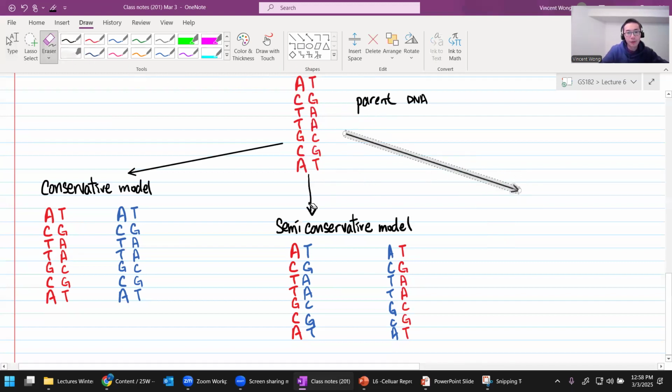And then we have the third model. The third model is called dispersive. Dispersive model, and it looks something like this. This one is hard to draw. But basically, you will have bits and pieces of old and new here and there.